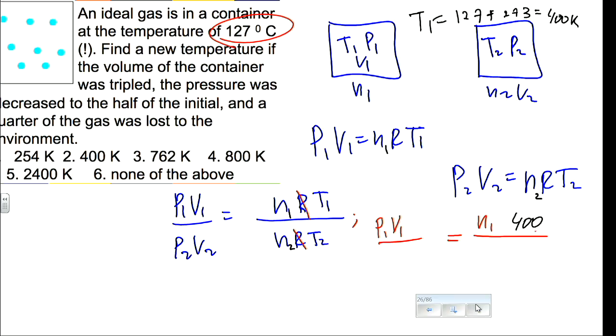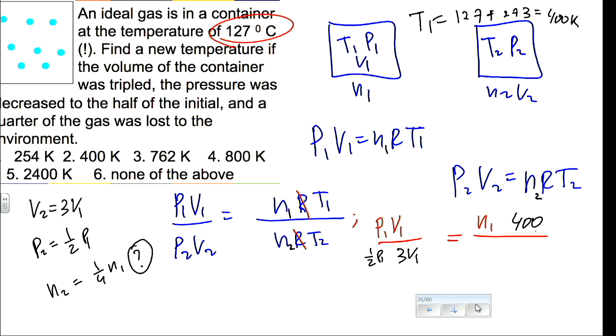Now, the volume was tripled. The pressure was decreased to half of the initial. And a quarter of the gas was lost. I have a question mark here because I need your reaction.